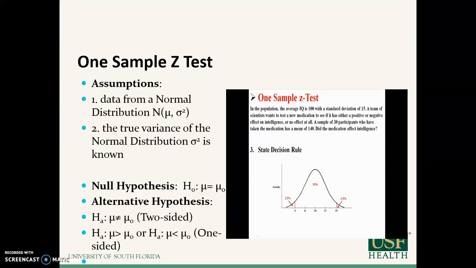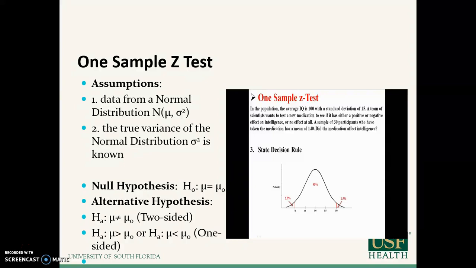Now let's talk about the one sample z-test. The assumptions of the one sample z-test are, one, data from a normal distribution N with mean mu and variance sigma squared. And the second assumption, the true variance of the normal distribution, sigma squared, is known. This is a little bit unrealistic, but just for the presentation here, we assume sigma squared is known.